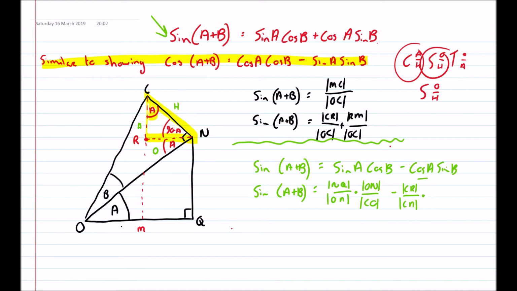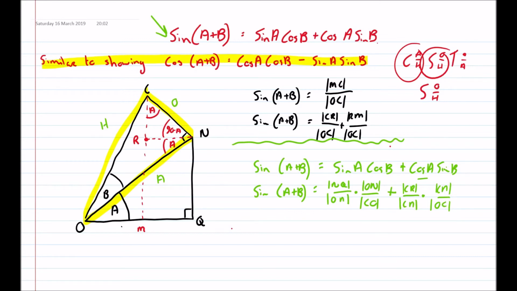Multiplied by, and we're looking for the sine of B, so we're back to this triangle again. I'll label the sides again, so this is O, A, and H. And it's the sine of B, and sine is O over H, so O is CN, and H is OC. Okay, I just realised that I've said a minus instead of a plus, so it's actually a plus.